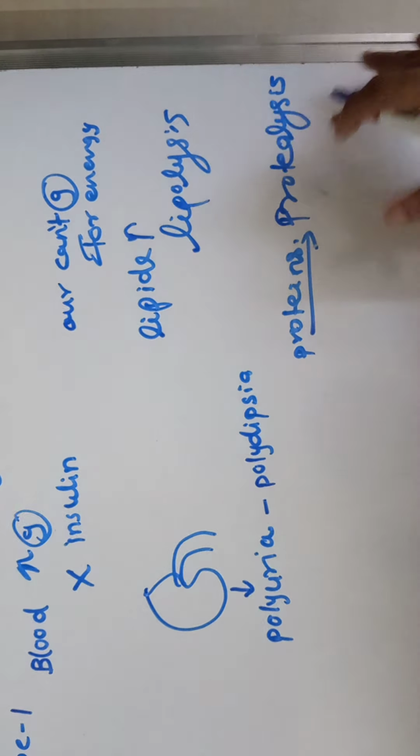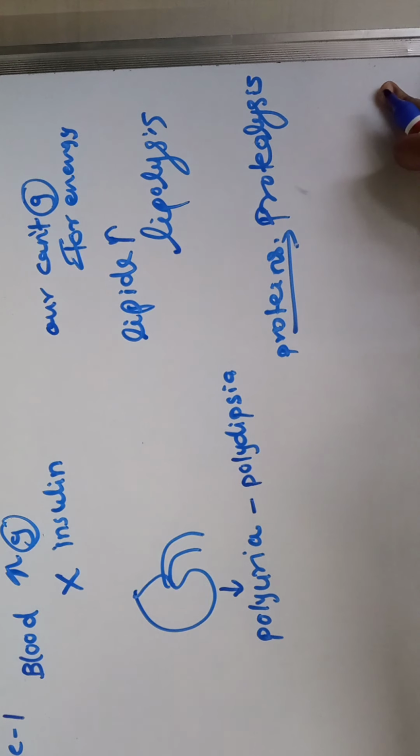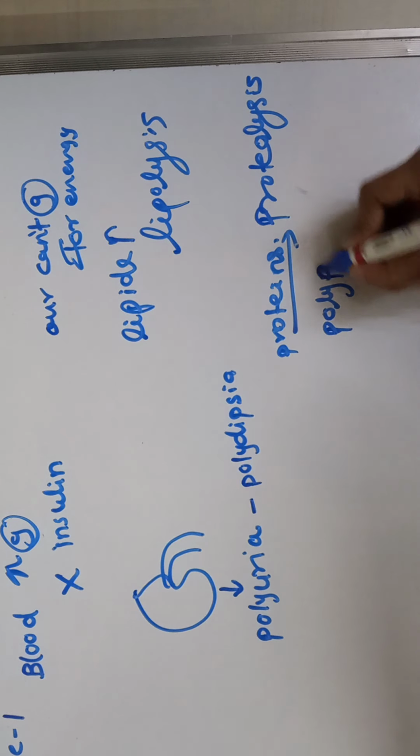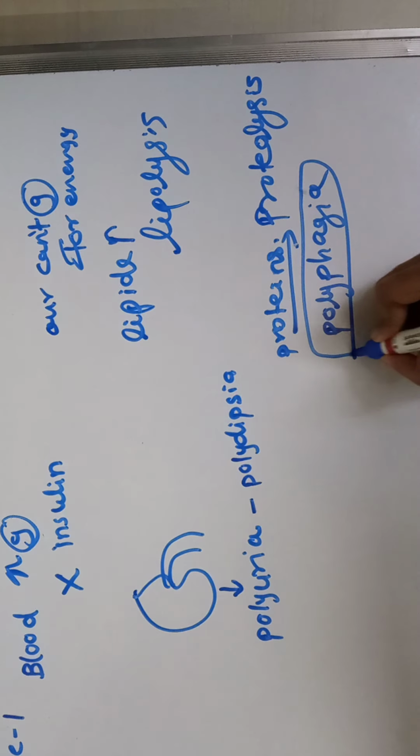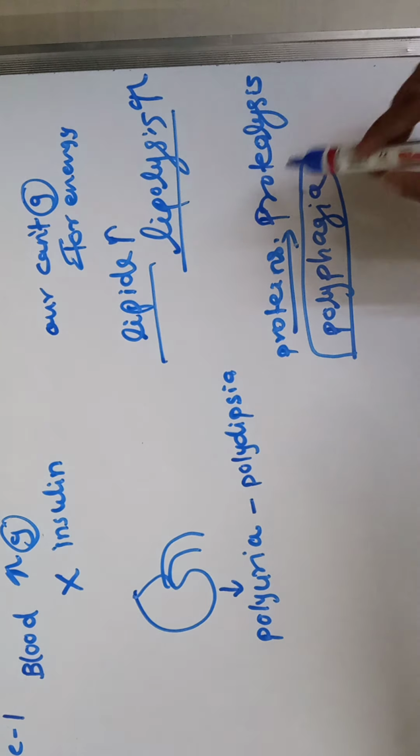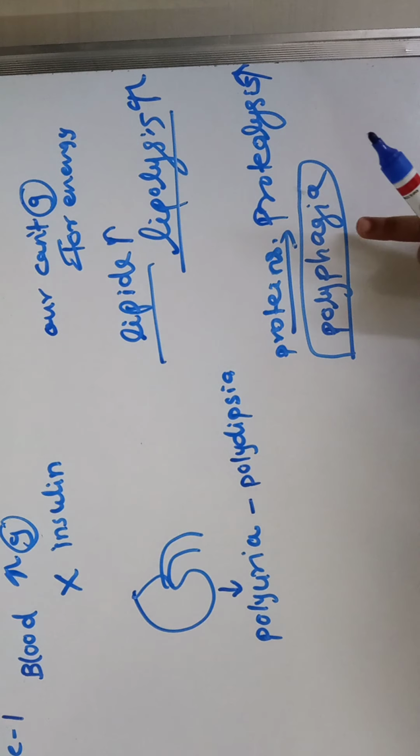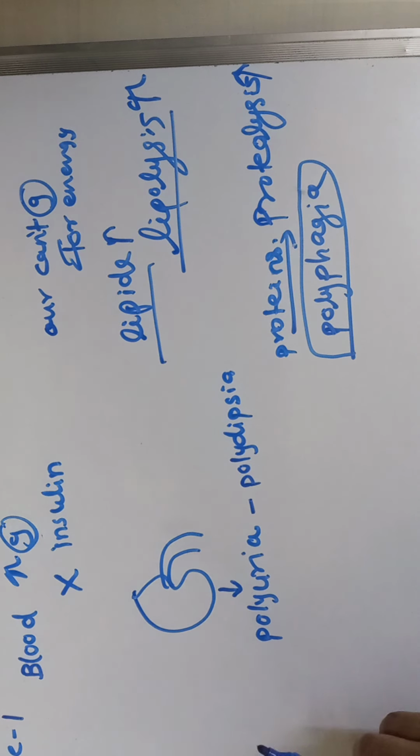Because of this whole high metabolism, this high lipolysis and high proteolysis, the condition that develops we call polyphagia. So all these things happen in type 1 diabetes.